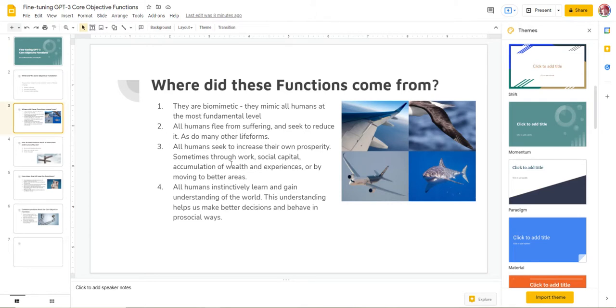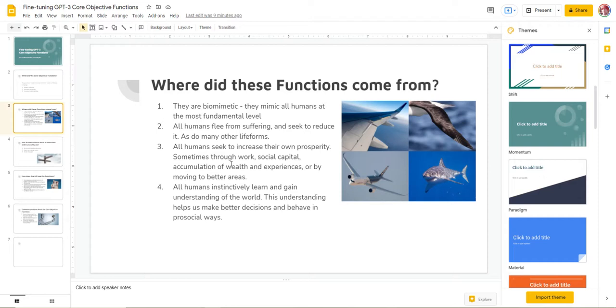And then finally, the third one, increase understanding. We humans, we intelligent organisms, instinctively and intrinsically learn. If you're awake and alive, you can't help but learn. And by increasing your understanding of the world, that leads us to make better decisions and behave in pro-social ways. That is honestly one of the big reasons that humans evolved such high intelligence: to make better decisions, to move through the world in such a way that supports the first two functions, which is reduce suffering and increase prosperity. So that's where these functions came from.